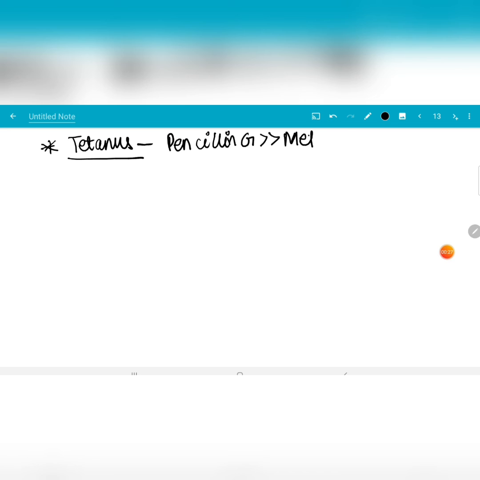Next condition is tetanus. What is the drug of choice in tetanus? The drug of choice and first line drug for tetanus is penicillin G over metronidazole. We can give metronidazole also in tetanus, but the first line and drug of choice is penicillin G.